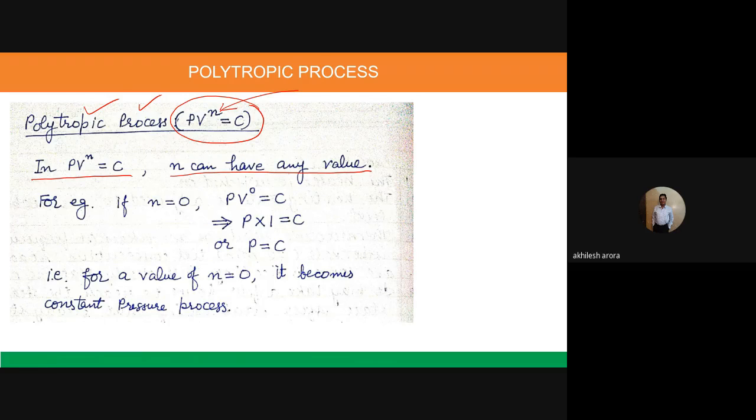So let us see, if we take different values of n, which process we can get. For example, if the value of n is equal to 0, I have put the value of n as 0 here. So this gives me P raised to power 0 becomes 1, and it gives me pressure is equal to constant. So it means when n is equal to 0, I get a process in which the pressure is constant. Okay, so it's a constant pressure process.